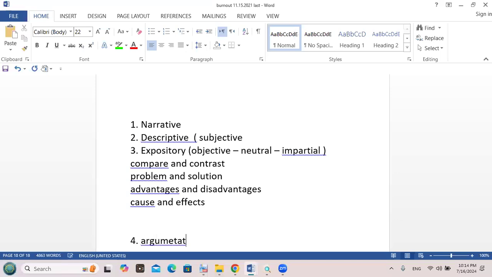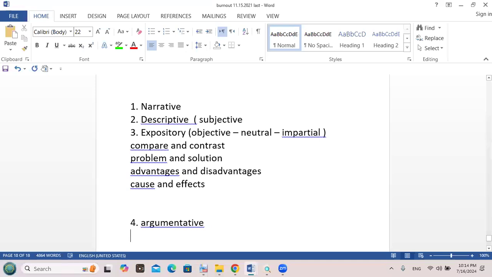What does argumentative mean? We said to argue. What does to argue mean? It means to fight. Why? Because this one is not objective, not neutral, not impartial. In an argumentative essay, you have to be subjective, like he asks you about your own opinion. You have to mention your own opinion. This is the argumentative essay.